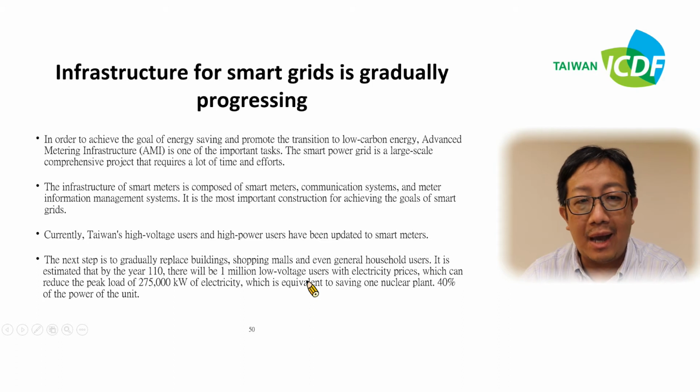Currently, Taiwan's high voltage users and high power users have been updated to smart meters. The next step is to gradually replace them in buildings, shopping malls, and even general household users. It is estimated that by the year 110, there will be 1 million low voltage users with time-of-use electricity prices, which can reduce the peak load, equivalent to saving 40% of the power of the nuclear plant units.